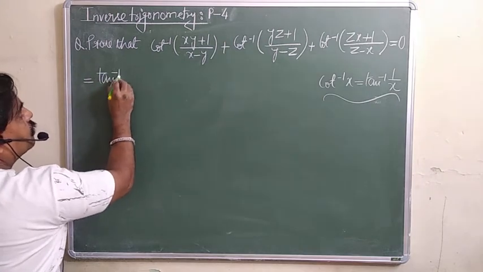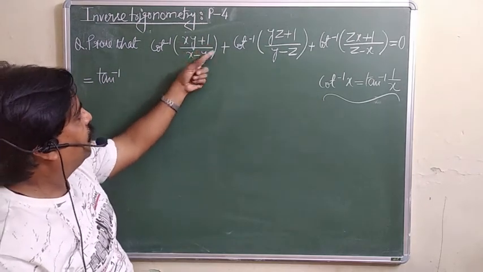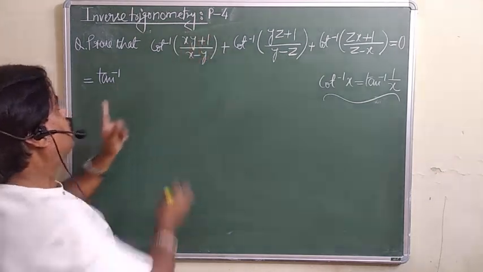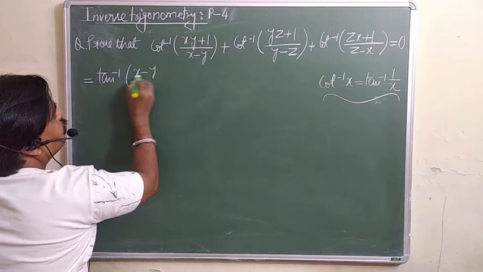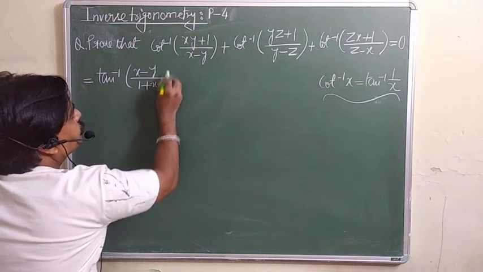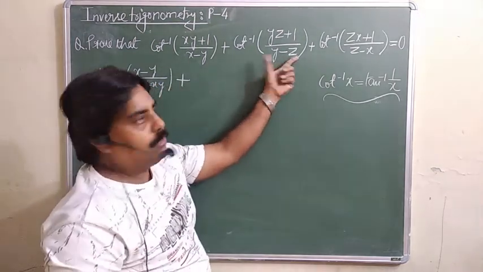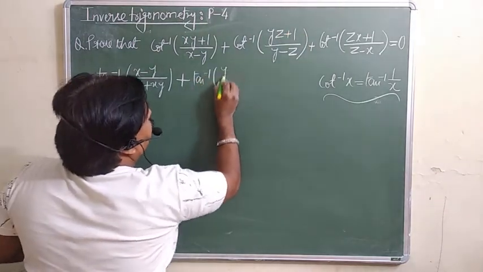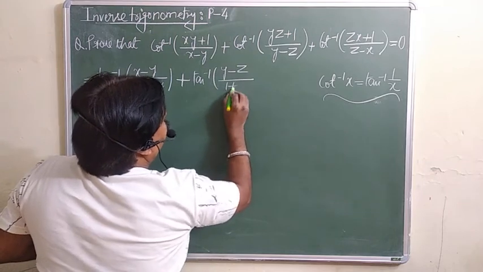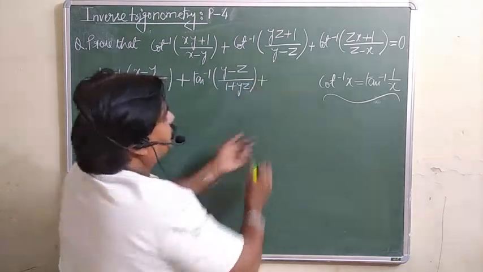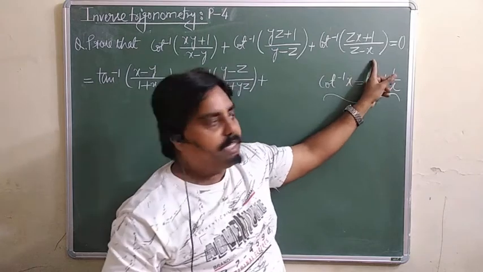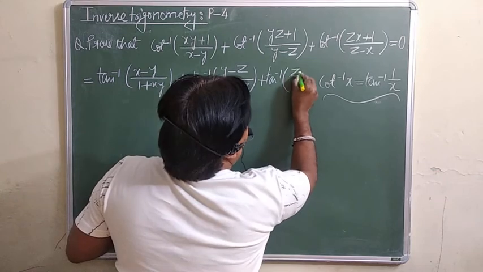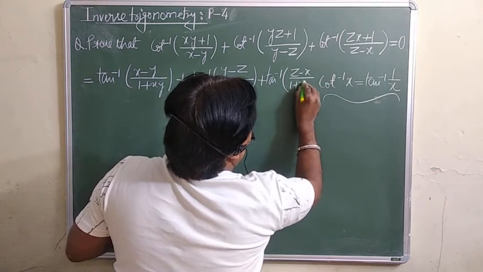So this cot inverse can be written as tan inverse of 1 over x, where x is (xy plus 1) over (x minus y). So the reciprocal of this, what you will get? (x minus y) over (1 plus xy). Similarly, the reciprocal of this one gives tan inverse of (y minus z) over (1 plus yz). Similarly here, the reciprocal gives tan inverse of (z minus x) over (1 plus zx).